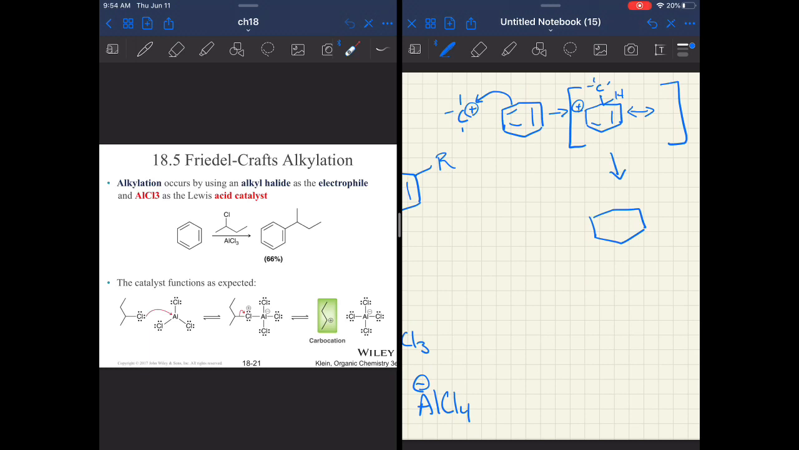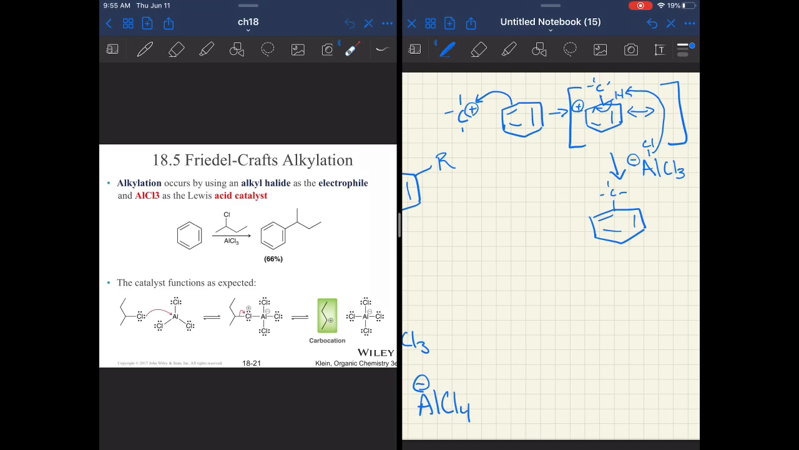And then how are we going to remove that proton? Well, hopefully, this isn't terribly surprising. We have aluminum tetrachloride here, and we want to get our catalyst back, so that Al-Cl bond breaks because we pick up that hydrogen and make a little bit of HCl. That regains our aromaticity, and we are left with the R group in place of the hydrogen.